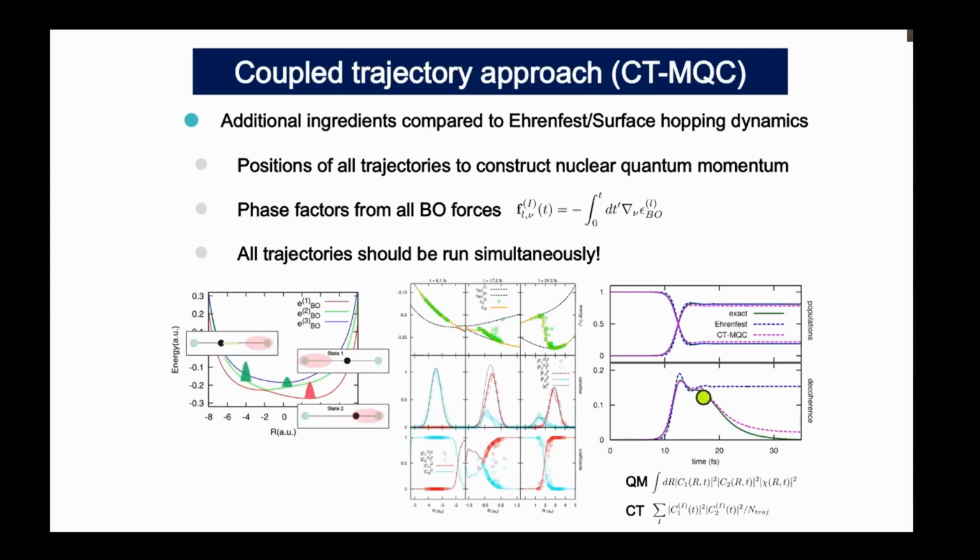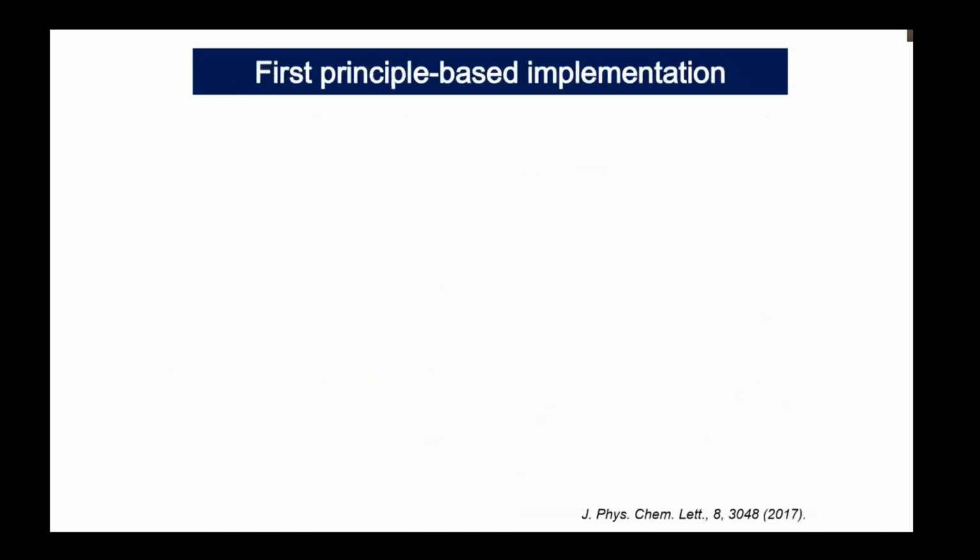That when the nuclear wave packet splits, then we can see the decrease of this coherence pattern. So we can see the increase of coherence and decrease of coherence. This green part is the quantum mechanical result, and this pink line is for our CT-MQC method. And here, as you can see, in atom phase dynamics, there is no decoherence because we have the overcoherence problem.